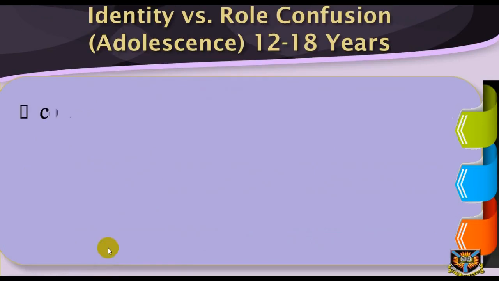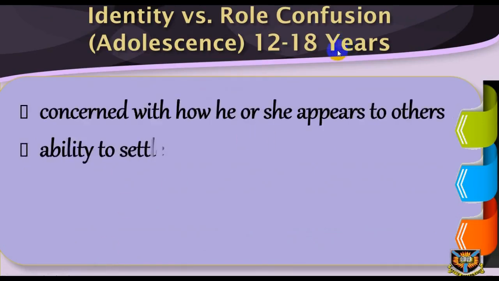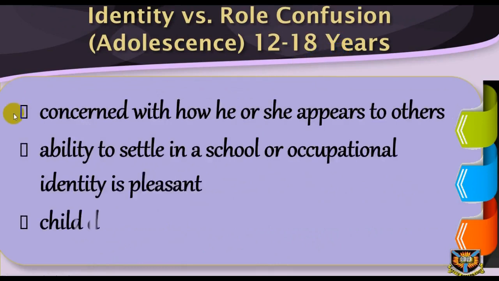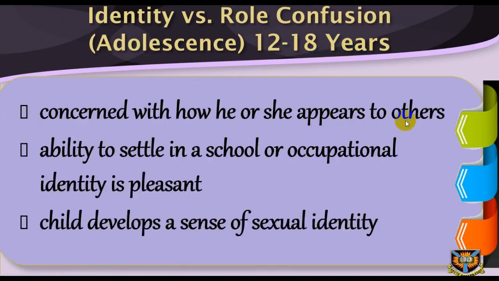Identity versus role confusion, 12 to 18 years, adolescence. The adolescent is newly concerned with how he or she appears to others. Identity is the accrued confidence that the outer sameness and continuity prepared in the future are matched by the sameness and continuity of one's meaning for oneself, as evidenced in the promise of a career. The ability to settle in a school or occupational identity is pleasant. In the later stages of adolescence, the child develops a sense of sexual identity.